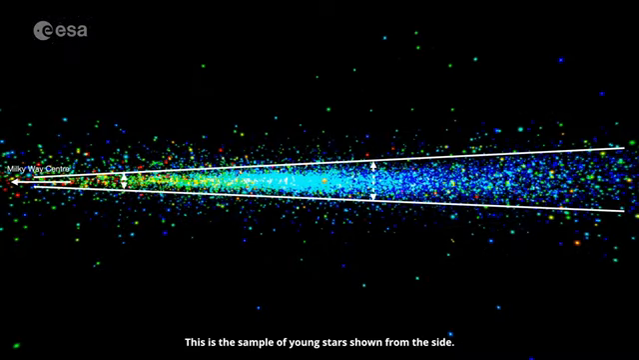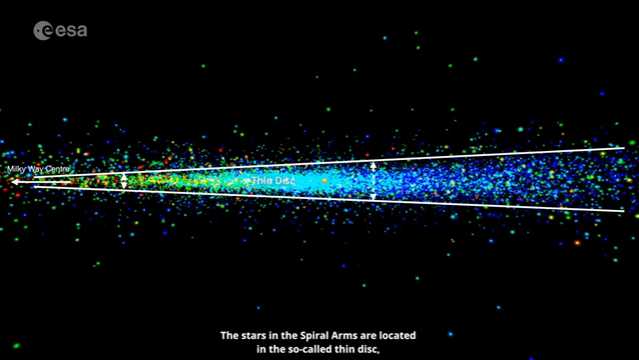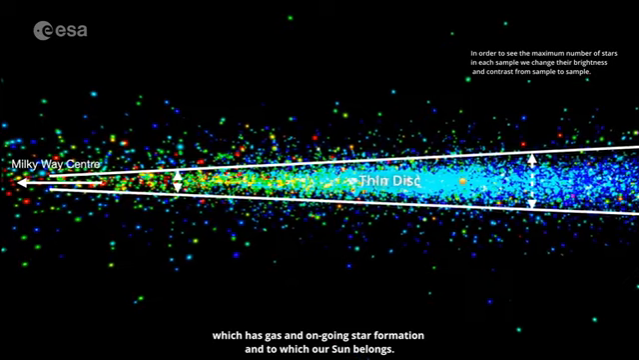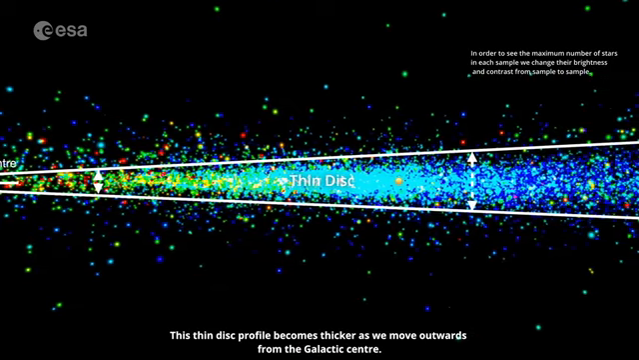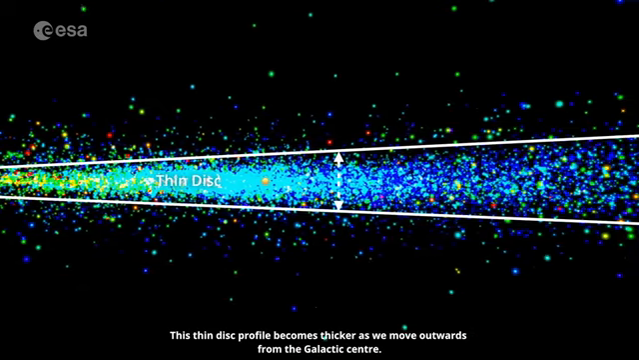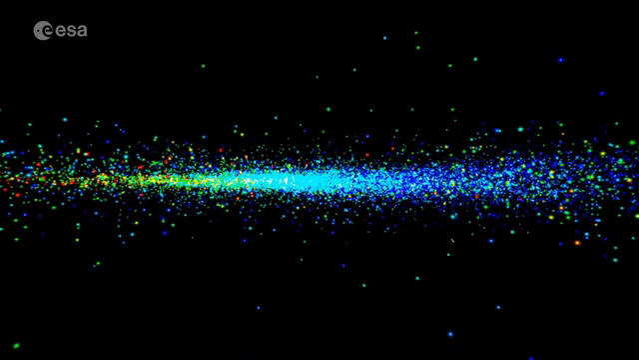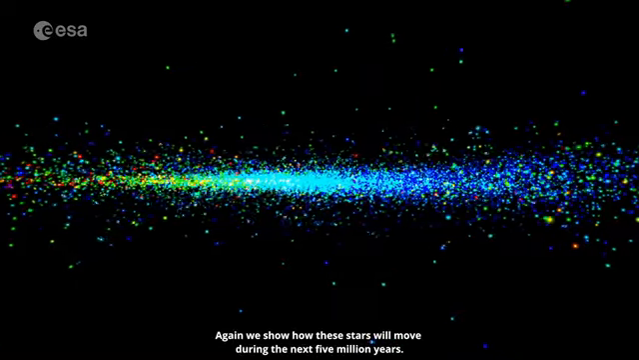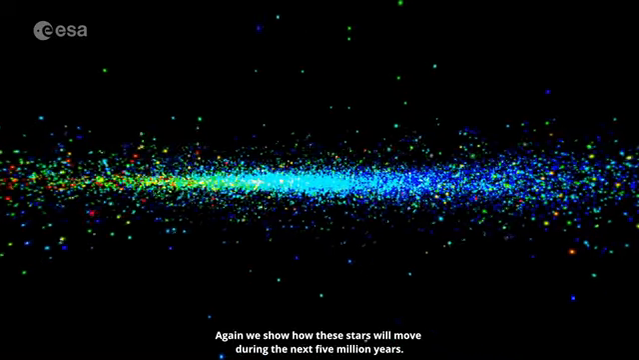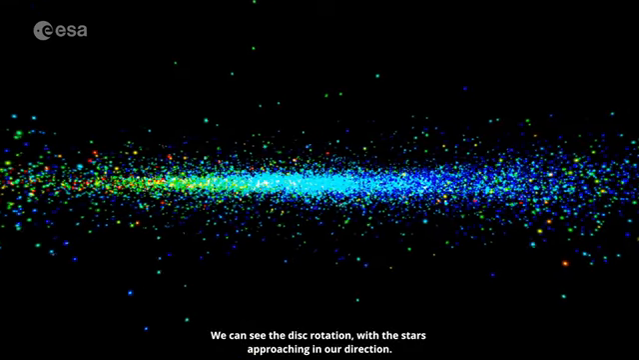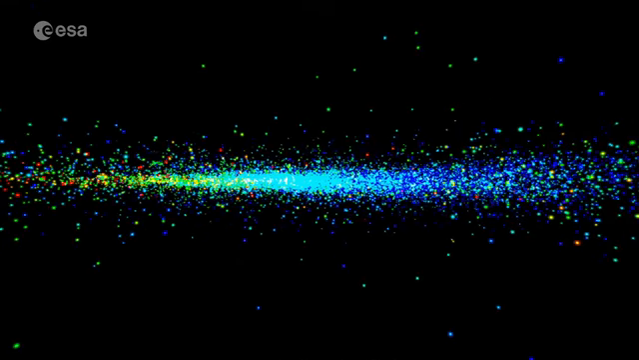This is the sample of young stars, shown from the side. The stars in the spiral arms are located in the so-called thin disk, which has gas and ongoing star formation, and to which our Sun belongs. This thin disk profile becomes thicker as we move outwards from the galactic centre. Again, we show how these stars will move during the next 5 million years. We can see the disk rotation, with the stars approaching in our direction.